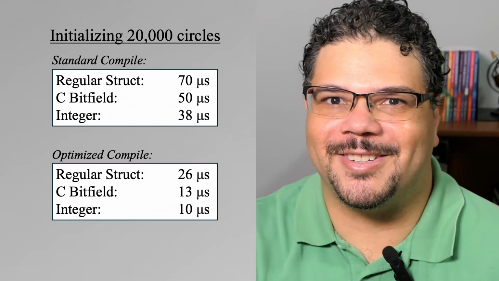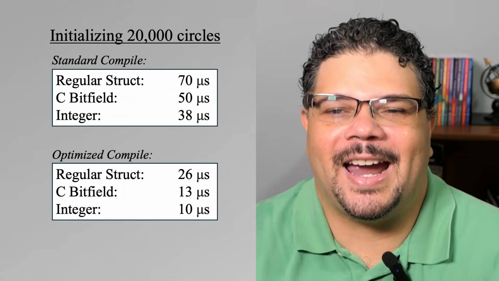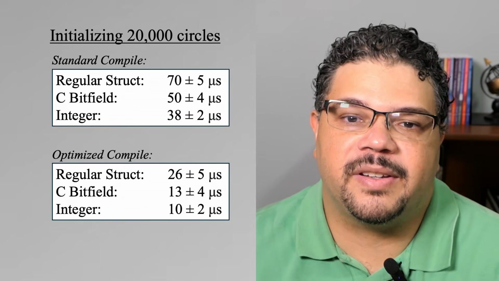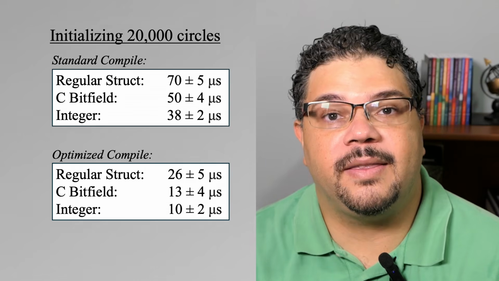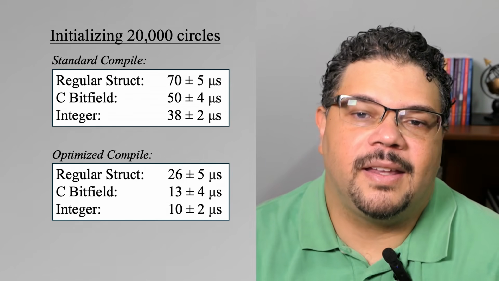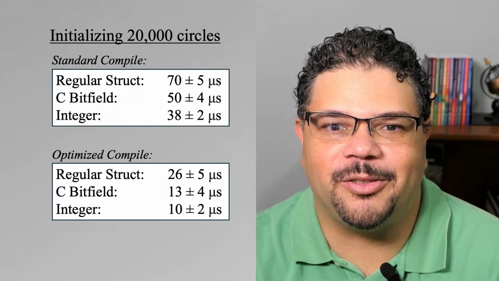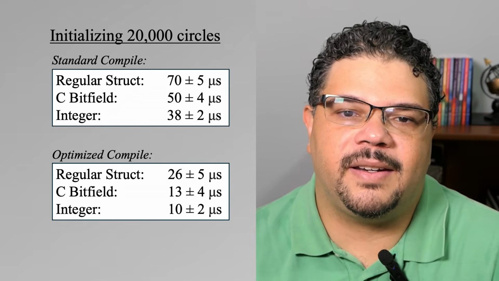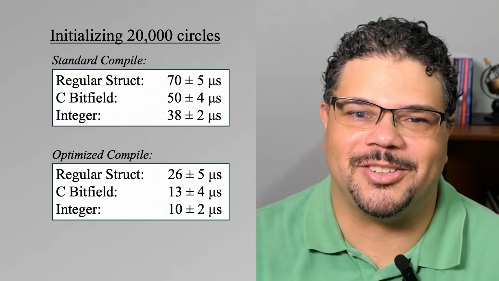To be extra confident, I averaged the results over several runs, analyzed the uncertainty, and computed a statistical confidence bound. And the improvements in performance we're seeing are statistically significant. Even though there are small variations from run to run, it's faster to use bit fields or integers than it is to use the bloated basic structure.